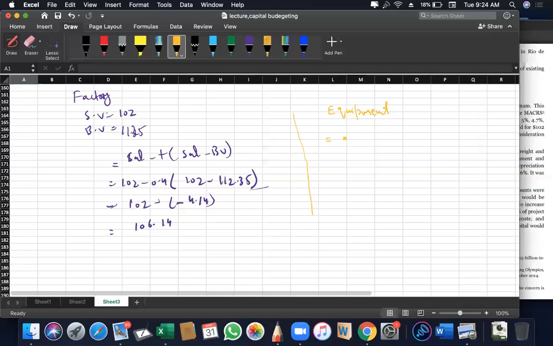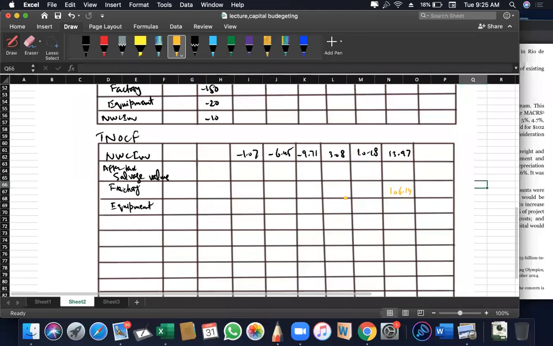For that the salvage value is 3 million minus 0.4 times 3 million minus 0, because the book value is 0. So 3 minus 1.2. So it is 1.8. So here we will write 1.8. So after this our question is complete.